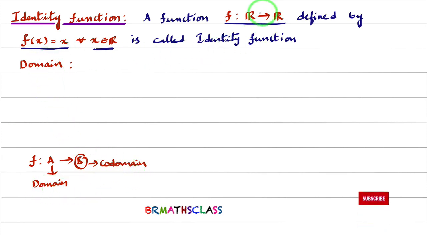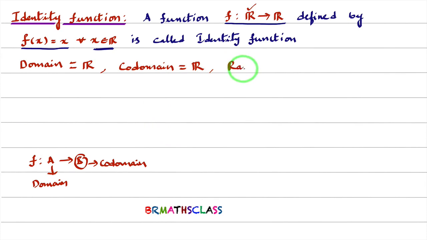Here, this function is from where to where? Set of all real numbers to real numbers. So what is the domain of this function? You please observe here. Domain is a set of all real numbers. For identity function, domain is set of all real numbers. What about codomain? You observe here, f is a function from A to B. Set B is called codomain. So this is a function from R to R. What is codomain of identity function? Codomain of identity function is all real numbers.